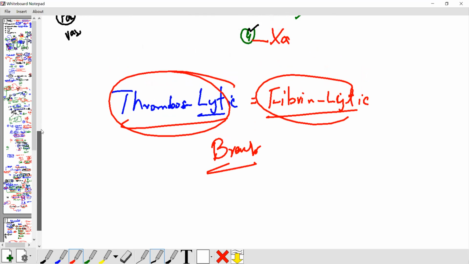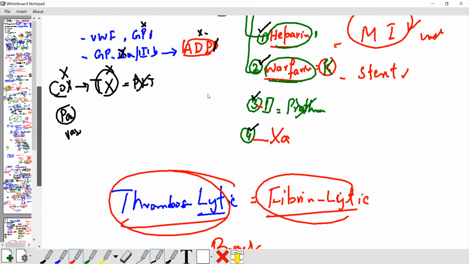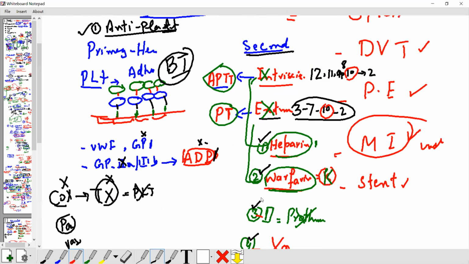So what do you think about these two groups? This group, warfarin, heparin, and the antiplatelets, these two groups are for prophylaxis, okay? Prevention of DVT, prevention of pulmonary embolism, prevention of MI, prevention of brain stroke. If a patient has a risk for DVT, give heparin. If a patient has a risk for pulmonary embolism, give heparin or warfarin. Okay, understand? Give antiplatelet, give anticoagulant.